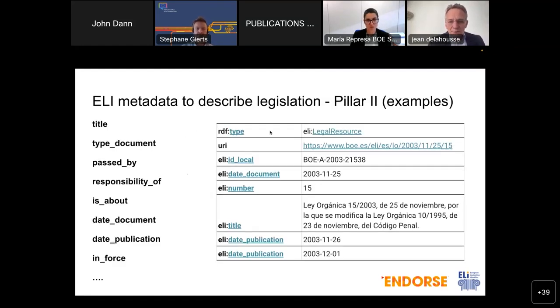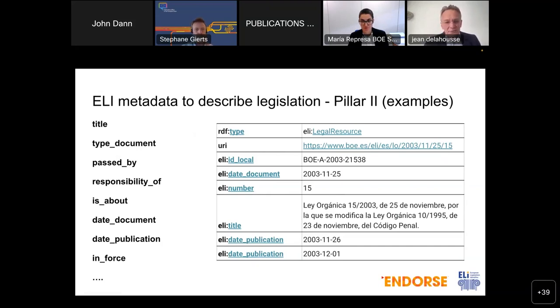Just a small example, it's not exhaustive, it's just some metadata that can be used to describe a legislation: the type of document, who passed this legislation. It's an example here from Spain, the date of the document, its number, the title of the legislation, the date of publication. So that's a few of the properties you can use to describe legislation.